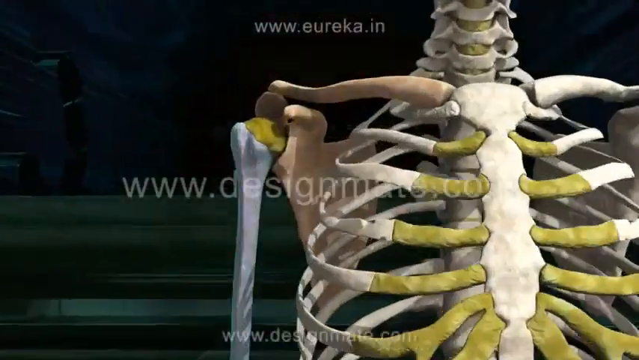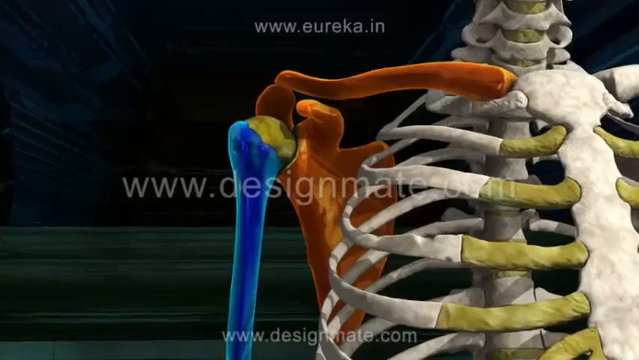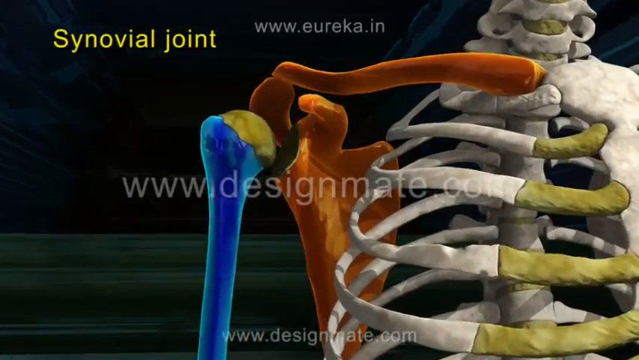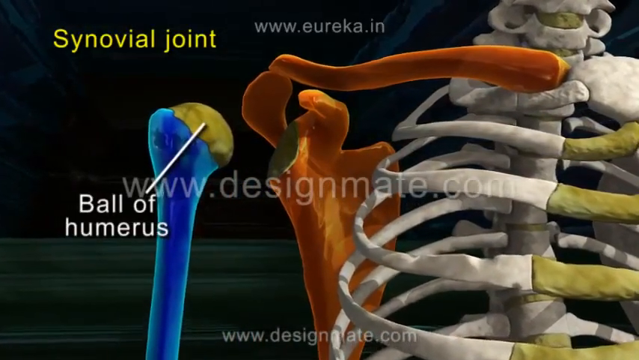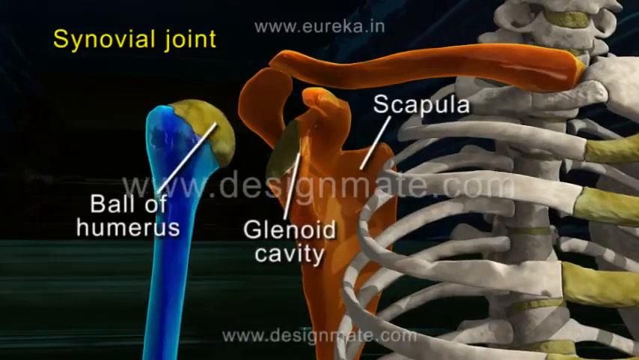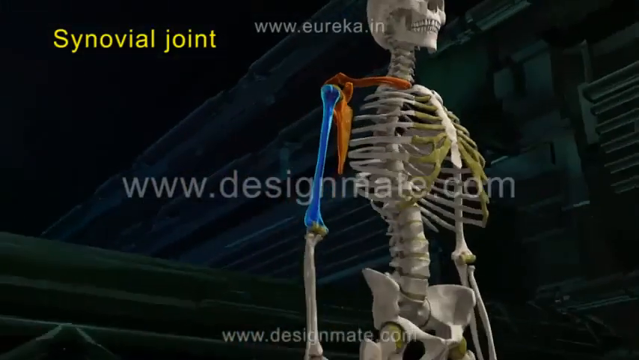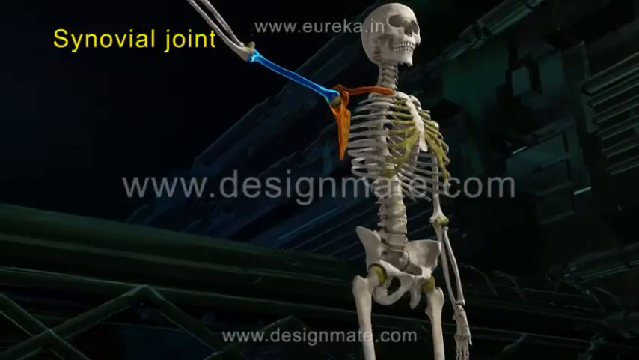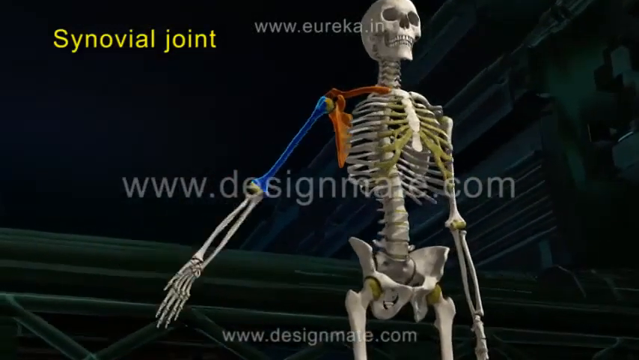The pectoral girdle is another type of joint that shows the ball and socket joint or synovial joint, where the ball of the humerus fits into the glenoid cavity of the scapula. This joint helps in movement of the arm in all directions.